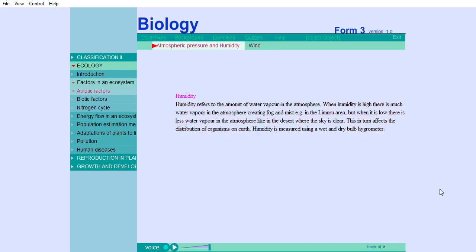Humidity. Humidity refers to the amount of water vapor in the atmosphere. When humidity is high, there is much water vapor in the atmosphere, creating fog and mist, for example, in the Limuru area. But when it is low, there is less water vapor in the atmosphere, like in the desert, where the sky is clear. This in turn affects the distribution of organisms on Earth. Humidity is measured using a wet and dry bulb hygrometer.